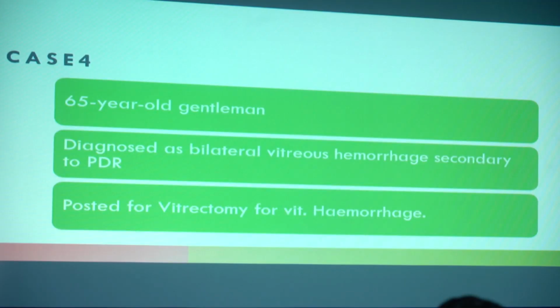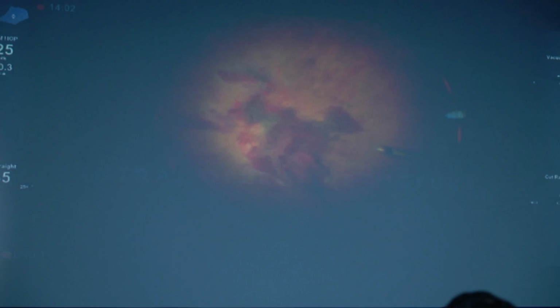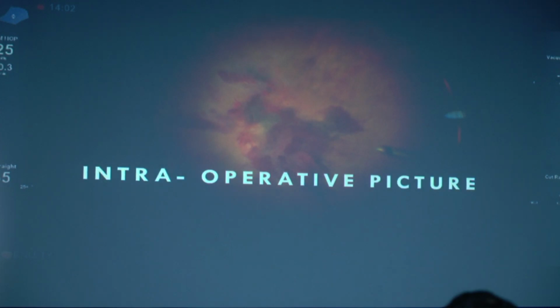Case 4 is a 65-year-old gentleman diagnosed as bilateral vitreous hemorrhage secondary to PDR, posted for vitrectomy. So this was an intraoperative picture, multi-layered hemorrhages, angry-looking hemorrhage all around with some.